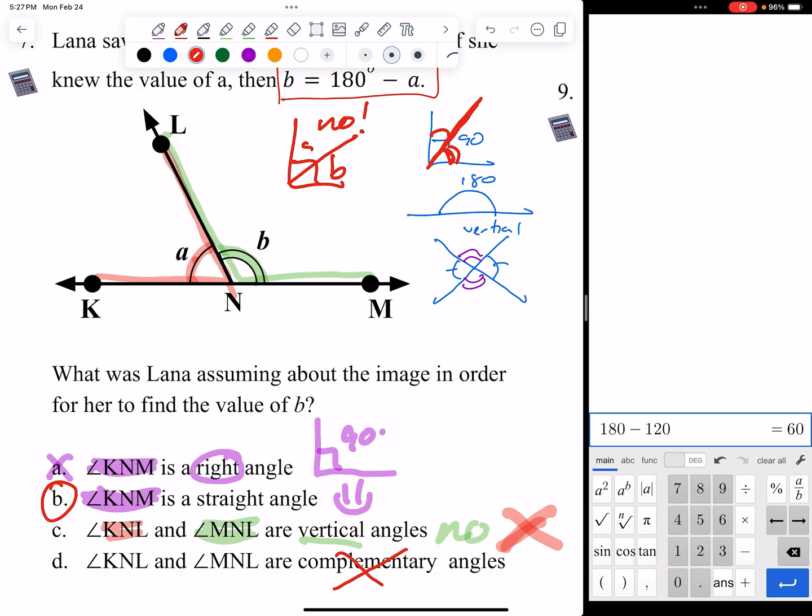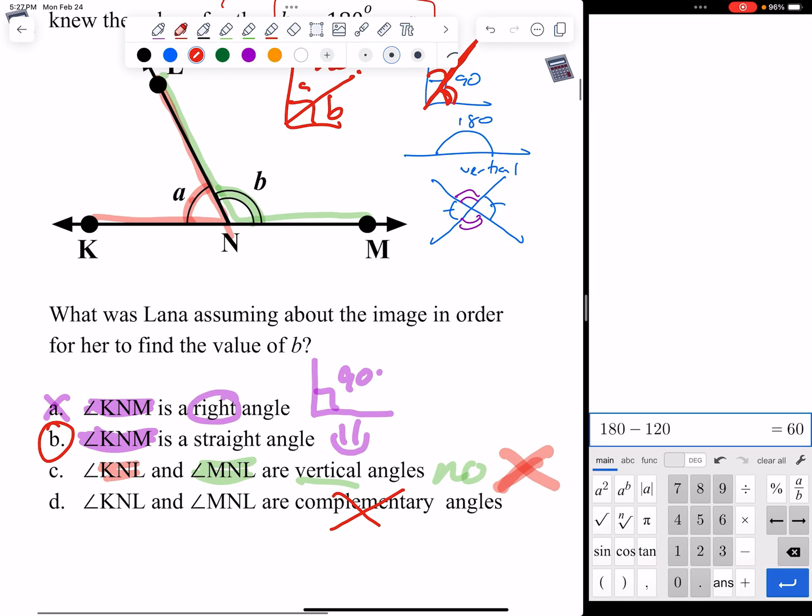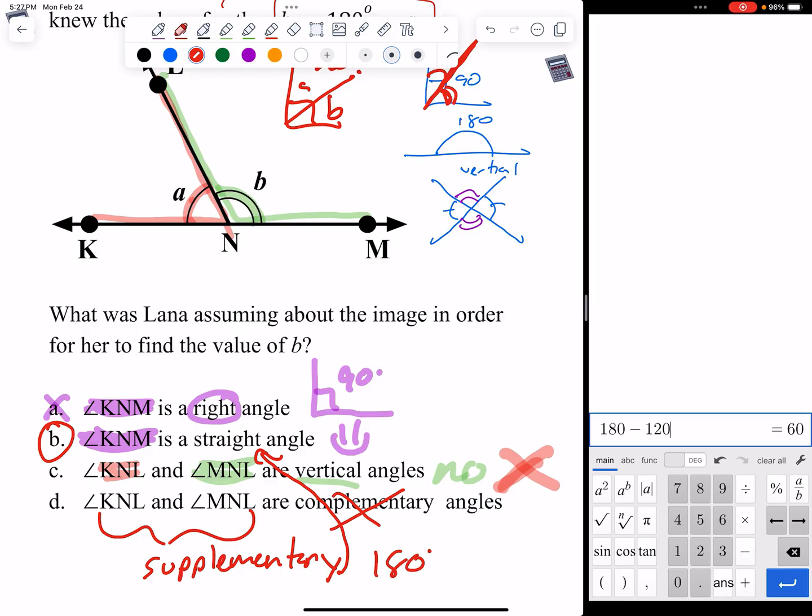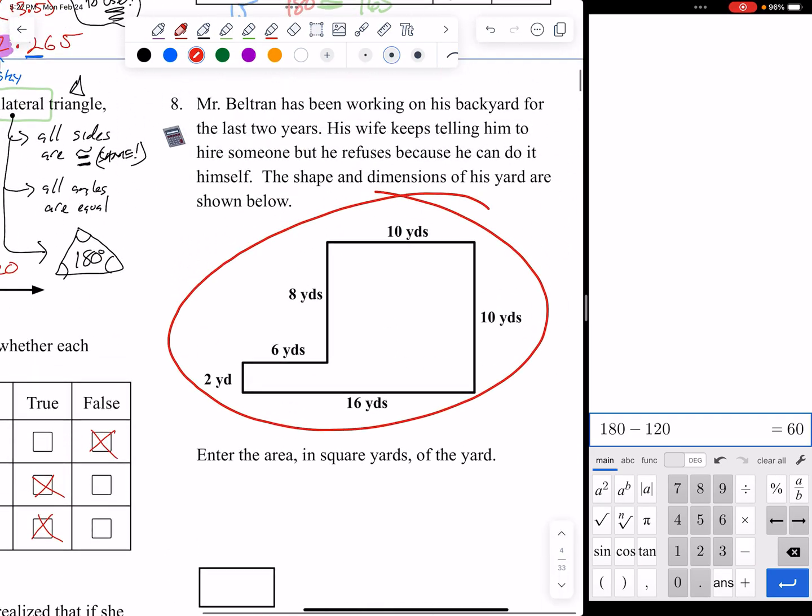Okay? By the way, just in case you were missing the last vocab word, they are in fact supplementary. And supplementary angles is basically make a straight angle, which means they are 180 degrees. Okay, all these things are connected, guys. Vocab.